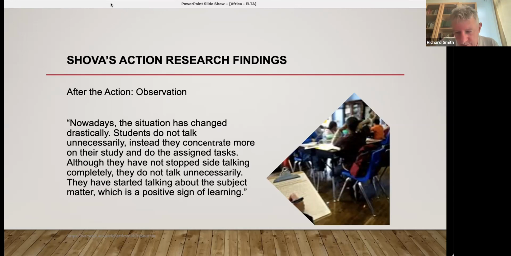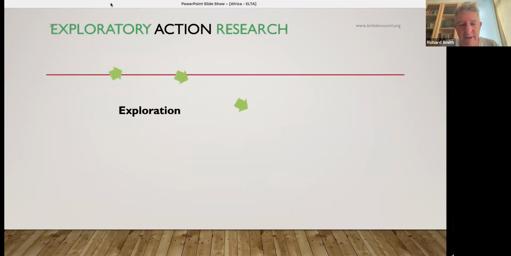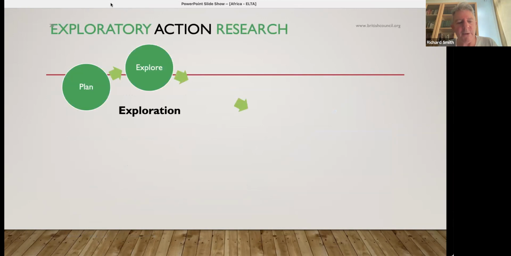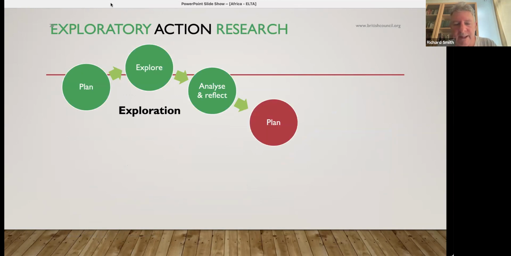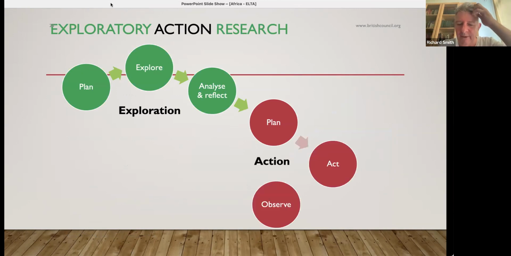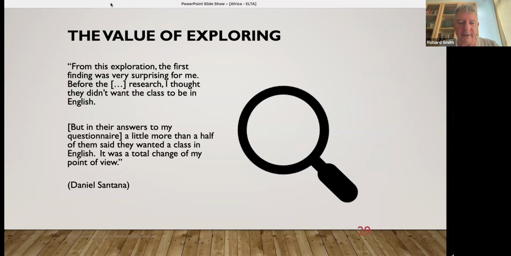So that's just one example, another example of exploratory action research. Remember, planning to explore. That's what we're doing now. And then exploring and analyzing what you find. Then if you want to go into action research, planning a new action, and then observing and reflecting.